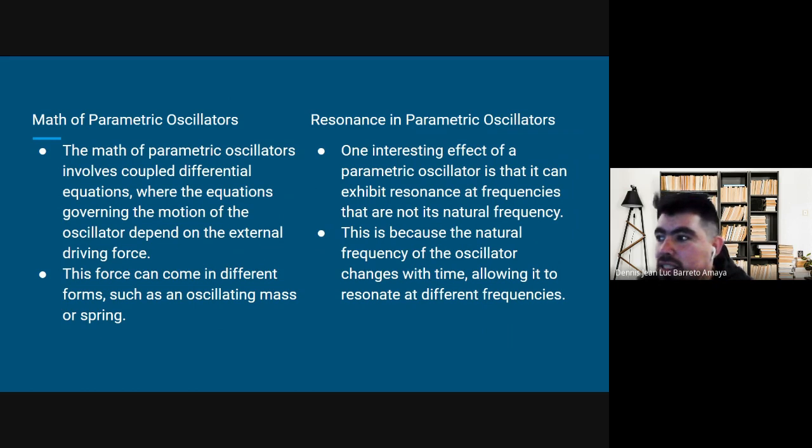Resonance in parametric oscillation. One effect of parametric oscillation is that it can exhibit resonance at frequencies that are not natural frequencies. This is because the natural frequency of the oscillation changes with time, allowing resonance at different frequencies.